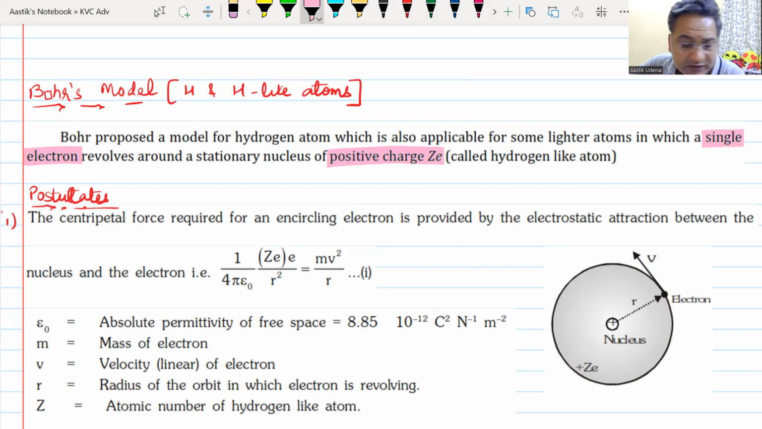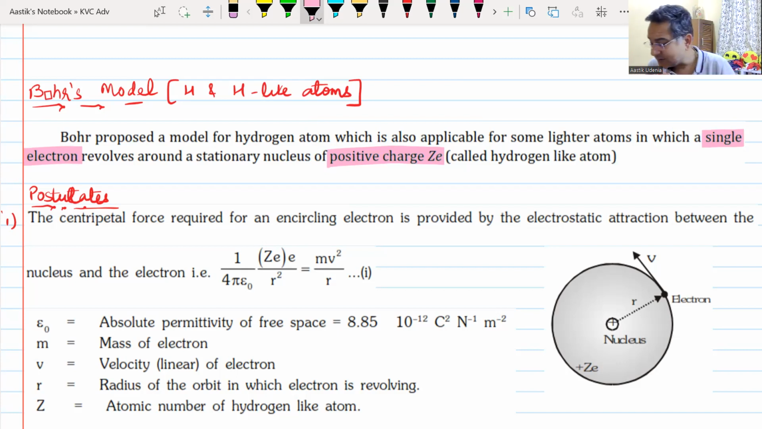Now, Bohr's theory is based on some postulates or some assumptions. The first postulate is that electrons are going to move in circular orbits. Do we understand this? Yes. These discrete circular orbits are also known as stationary energy levels. We will see that.